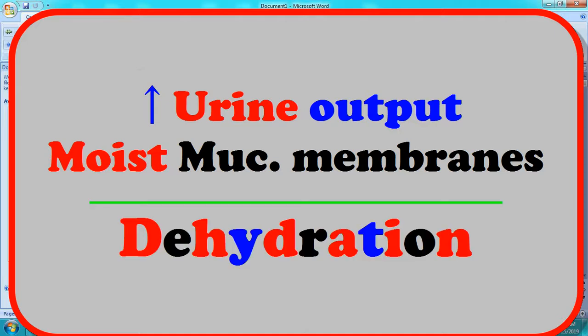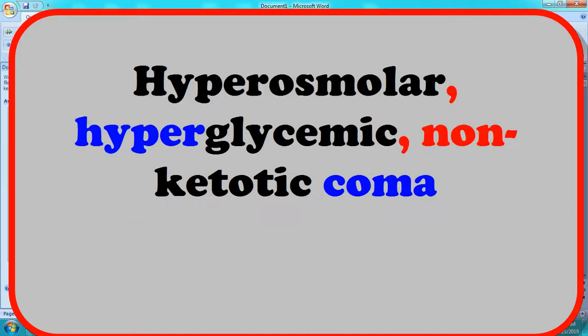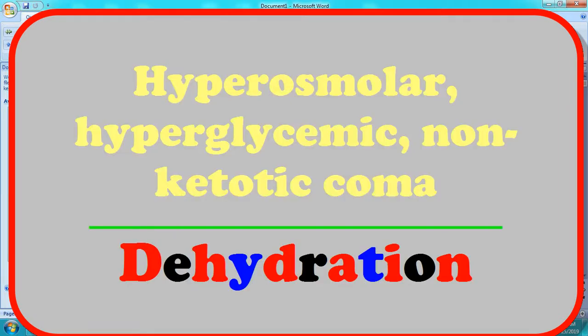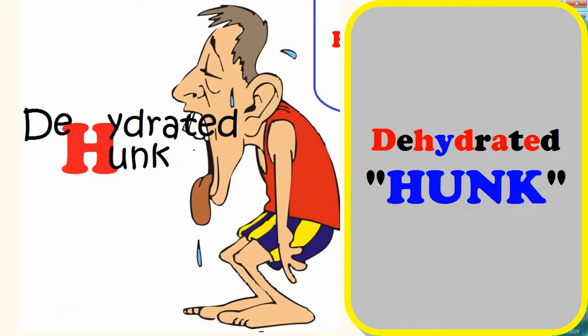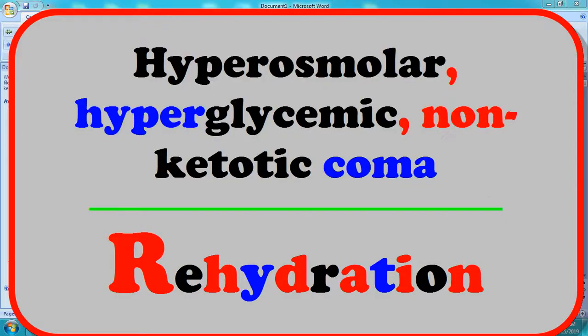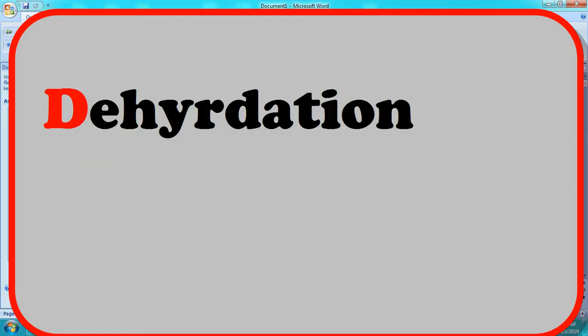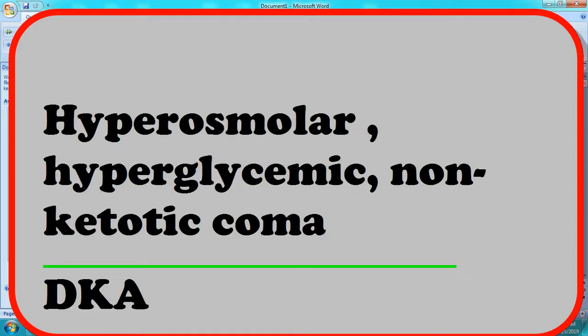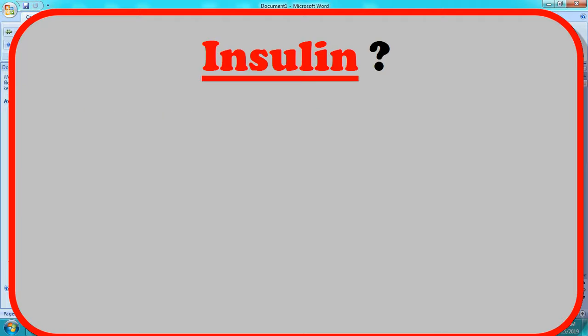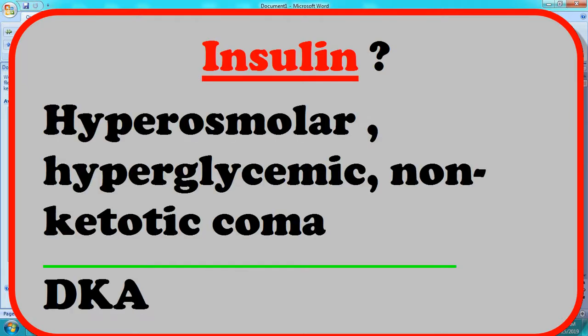What would the outcome of your treatment want to be? Don't make HHNK hard, make it easy. It's nothing more than dehydration. The signs and symptoms are like signs and symptoms of dehydration, and the treatment is rehydration. It's actually DKA without the K or the A. Because if you take DKA and you take the K out and the A out, what do you have left? Dehydration. That's HHNK.